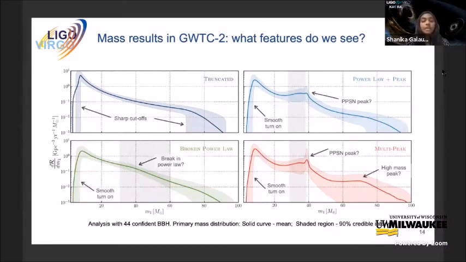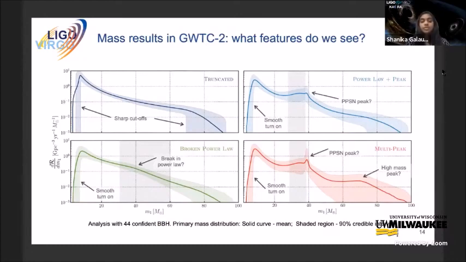Instead of a sharp cutoff at the low mass end, we have a smooth turn on. On the bottom left, we have broken power law. This model also has a smooth turn on at low masses, but instead of a peak, we have a break. So this model is actually two power laws, and when they meet, you have a break point if they have two different slopes. And finally, on the bottom right, we have this multi-peak model. This model is kind of explained in the name. It has multiple peaks, and the additional peak at high masses is motivated by the possibility of a different population of black holes, possibly hierarchical mergers, which Tom Callister will talk about later on.